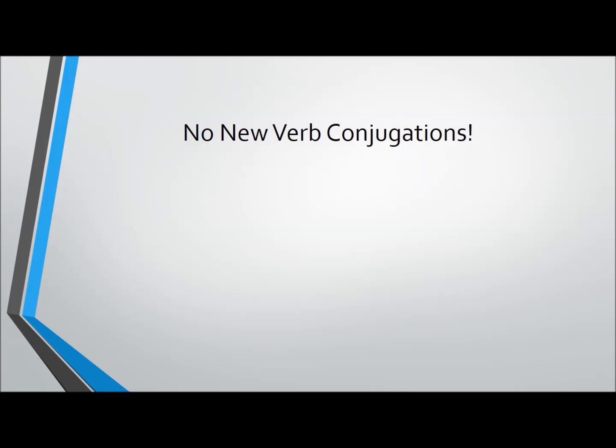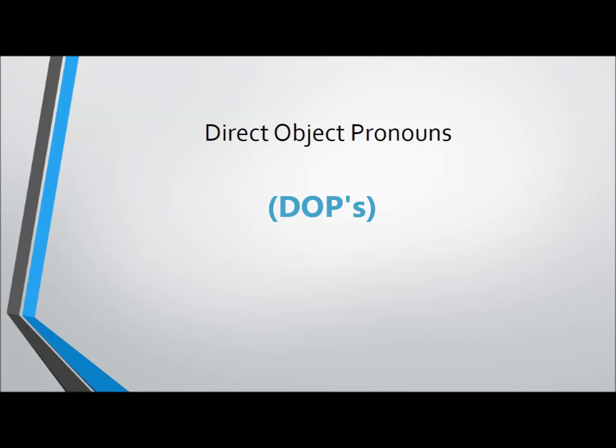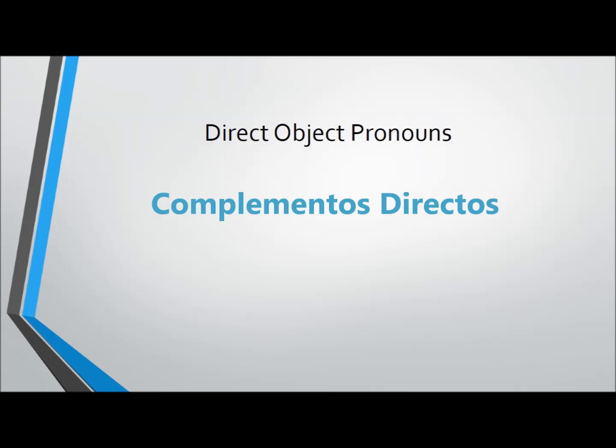Great news! Tonight we have no new verb conjugations. Let's not worry too much about the verbs. We have something else to contend with. These things are called direct object pronouns. A lot of teachers shorten that to DOPs. Bottom line, in Spanish, they're called complementos directos.